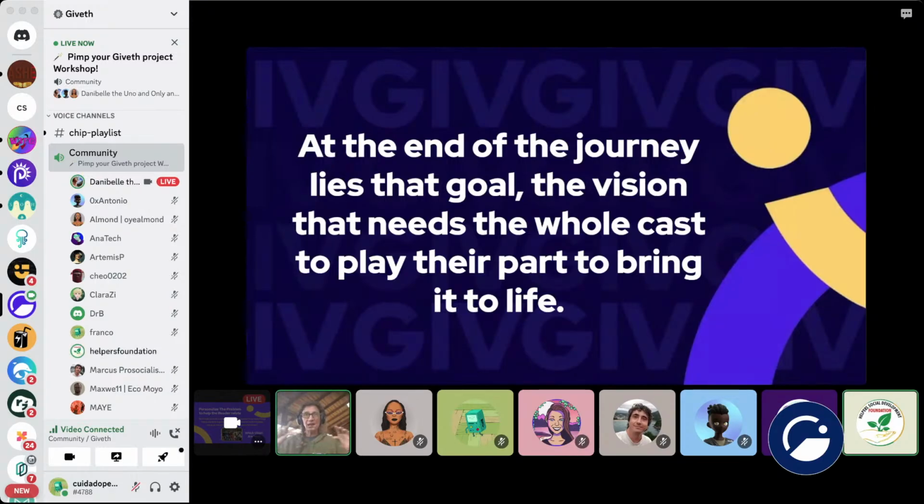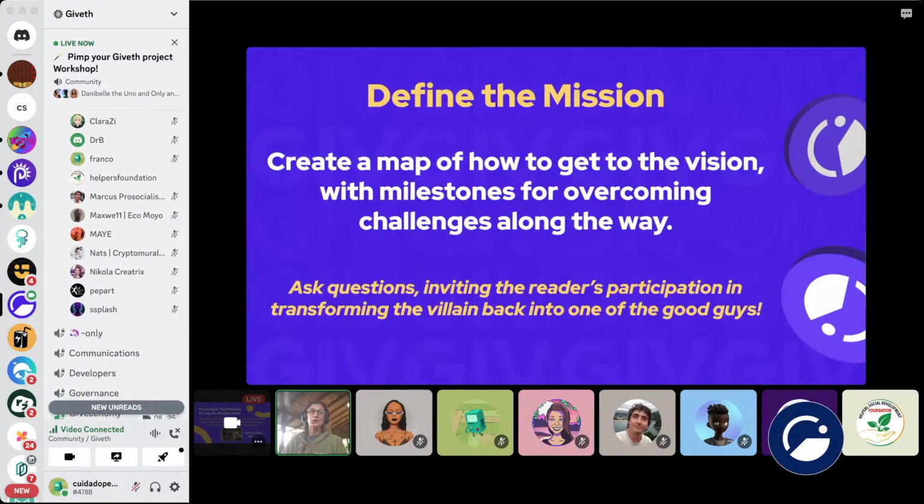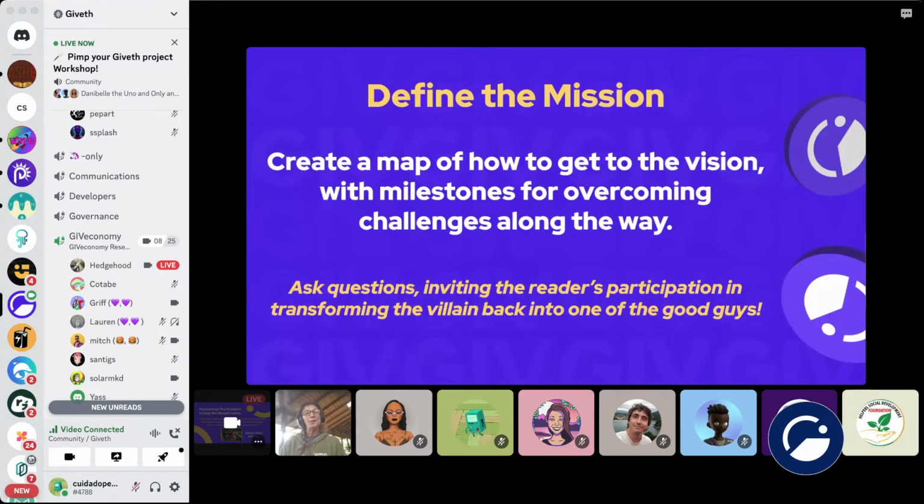So establishing that vision up front and that goal is one thing. Then you know what it is that you need to get there. But in order to bring it to life, you need to define the mission. What is it? How are we actually going to get to that goal? So this is where you're going to create a map. Maybe your map is just a list of deliverables. Maybe it's milestones. Maybe it's checkpoints.